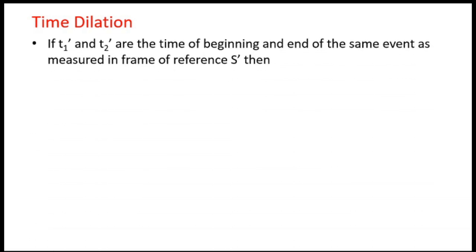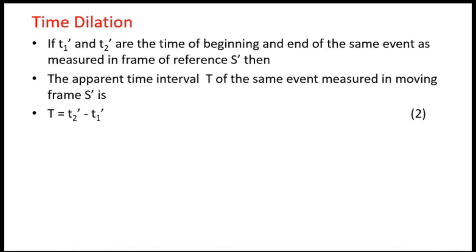Now if the same event is observed from the moving frame of reference S dash, and suppose that t1 dash and t2 dash are the time of beginning of the event and the time of end of the same event, but it is measured from frame S dash. Now in this case, the difference t2 dash minus t1 dash, it gives the time interval of an event which is measured in another frame of reference.